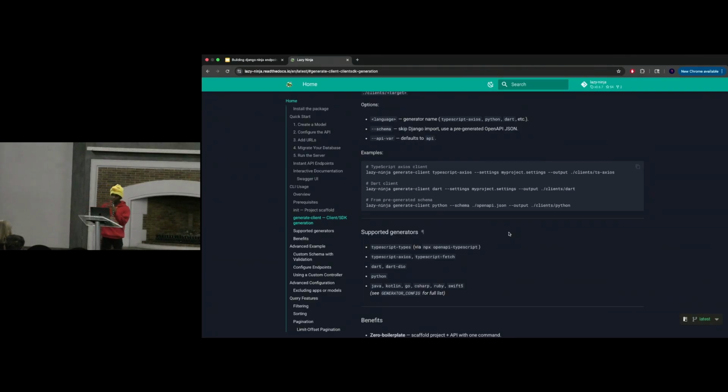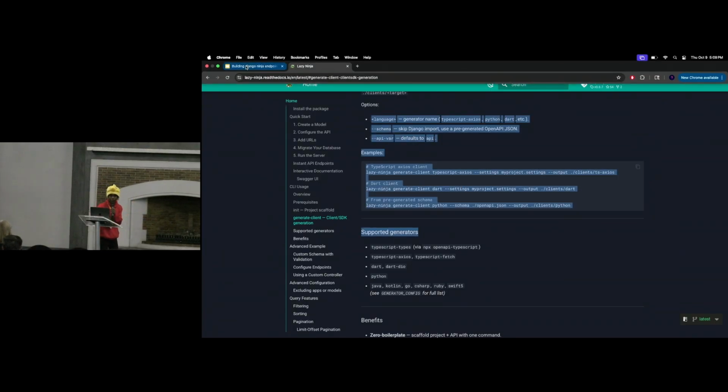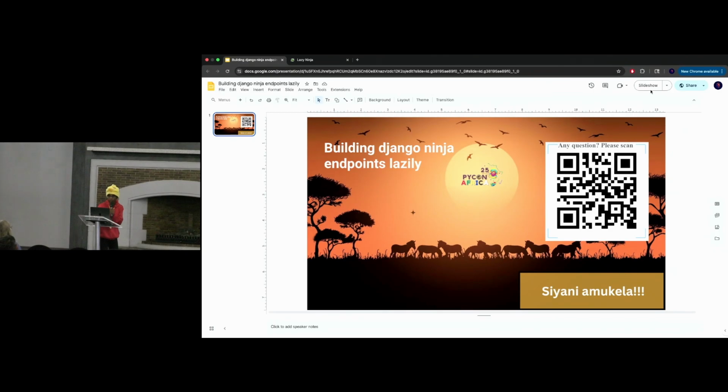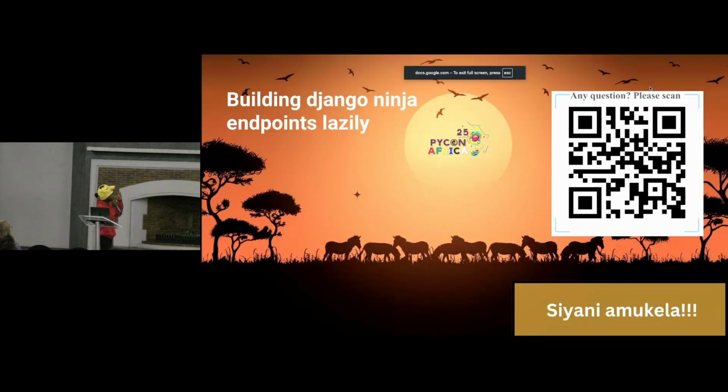You just copy and then add it to your front-end application, or if you are using the endpoint on Java or Dart, you just add it there, and then voila, you are using the endpoints on your mobile application, your web application, and everything is there. So if anyone was still scanning, you can go and scan, and basically this is what I wanted to share with you guys. Django Ninja, something that will help you to create Django Ninja applications lazily. Thank you.